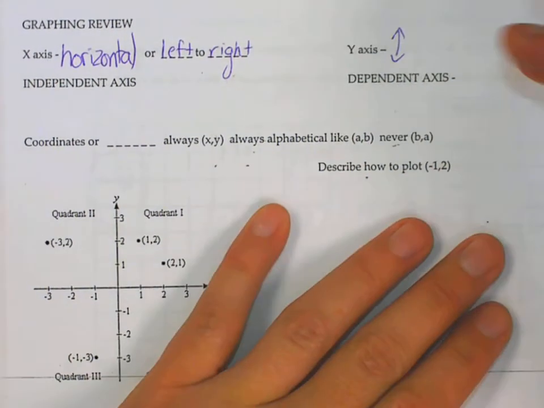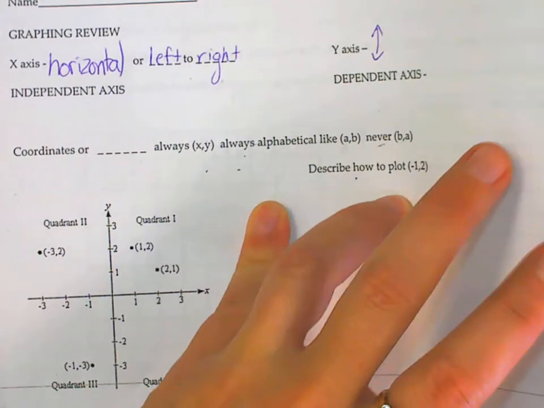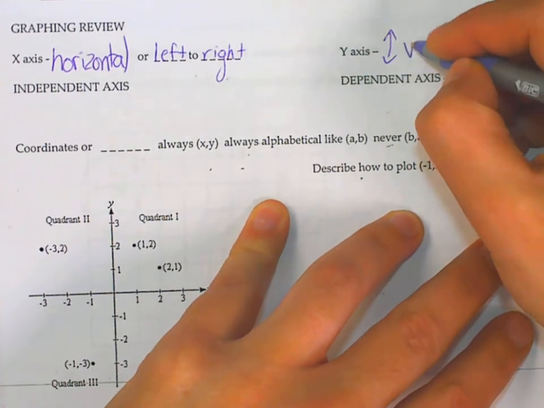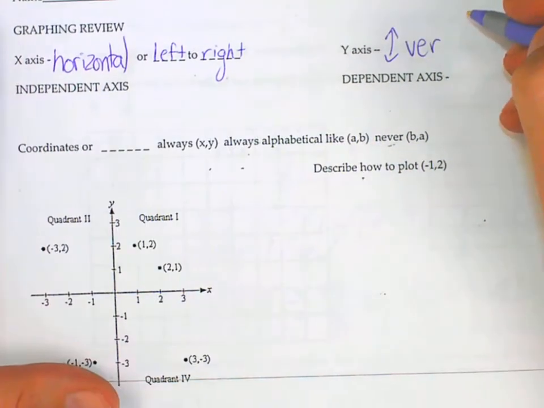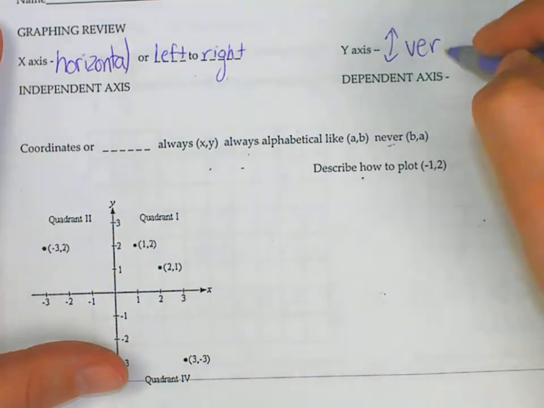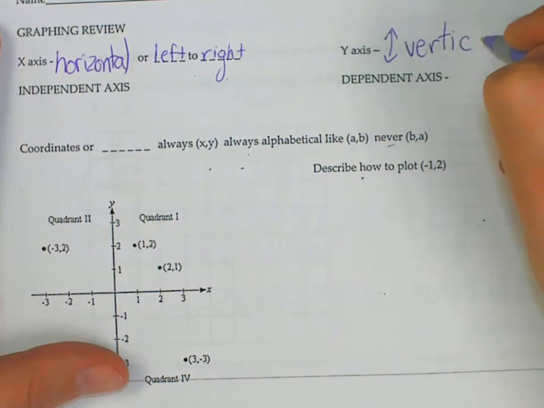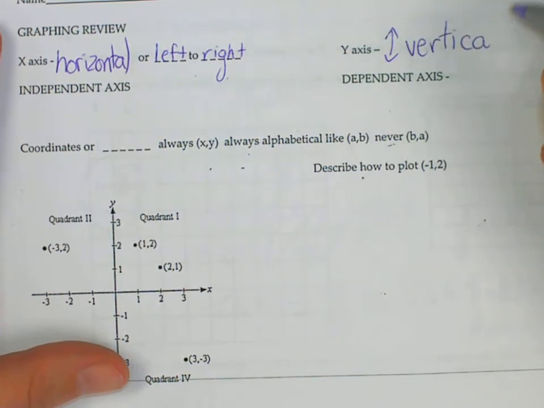and that is called vertical, which at the end of the school year I like to add to my spelling list because it knocks a lot of kids out, this word. Vertical, vertical.